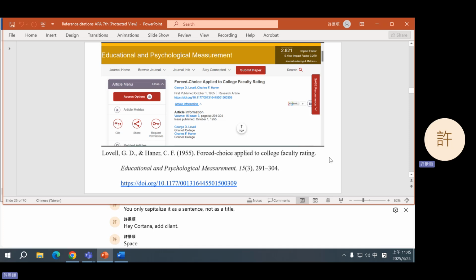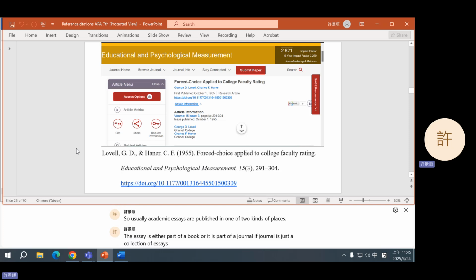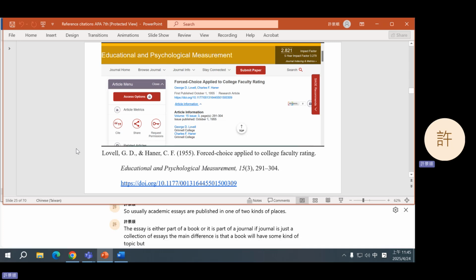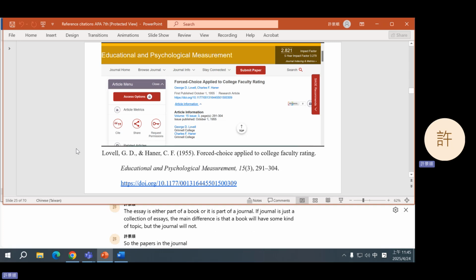Space. I know you can't see this, but there is a space after this period. Space. Next. You want the title of the journal. Okay, so usually academic essays are published in one of two kinds of places. The essay is either part of a book or it is part of a journal. A journal is just a collection of essays. The main difference is that a book will have some kind of topic, but the journal will not. So the papers in the journal have more variety.